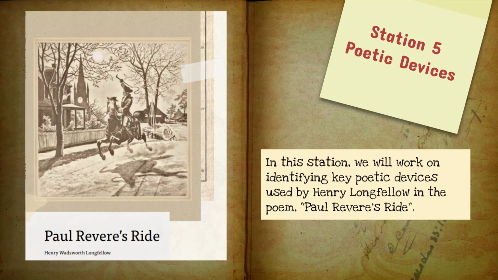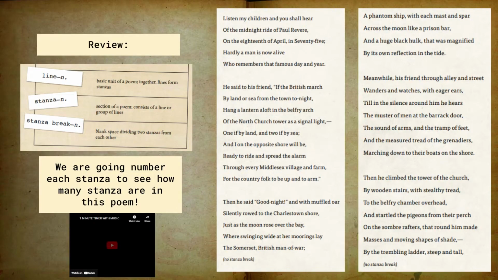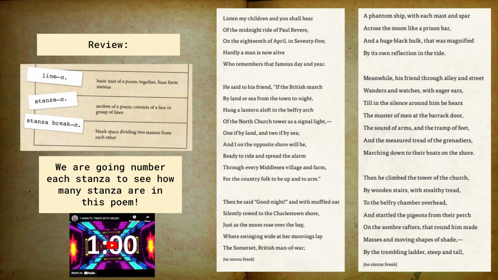All right, leaders, in this station, we will work on identifying key poetic devices used by Henry Longfellow in the poem Paul Revere's Ride. So we're first going to take a look at the poem itself and review a couple of key vocabulary terms. A line is the basic unit of a poem. Together, these lines form a stanza.